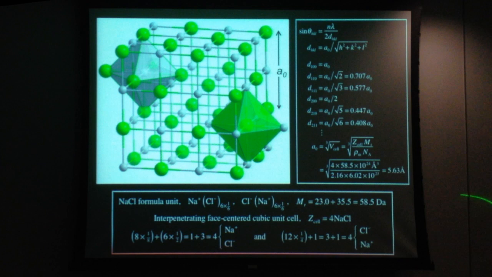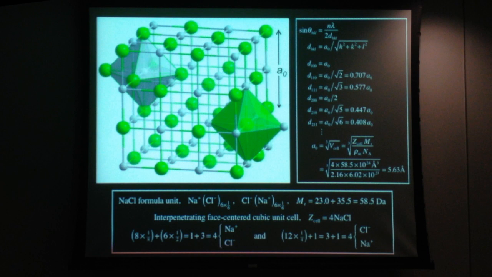And if you look at the chloride the other way around, the same. So the unit cell, the chemical composition is 1-to-1 NaCl. The unit cell contents are 4 NaCl. Okay? 8 times 1/8, 1, plus 6 times 1/2, 3, 4 sodium chloride units. And similarly here, 12 times 1/4, because these guys on the edges are shared among 4 surrounding unit cells. So 12 times 1/4 plus the one in the body center.